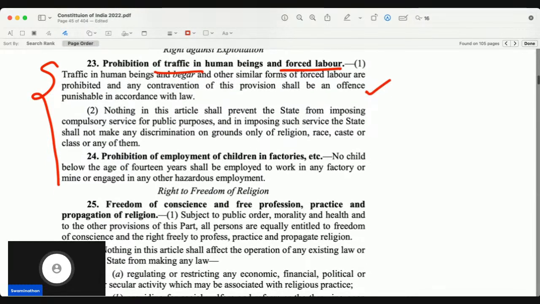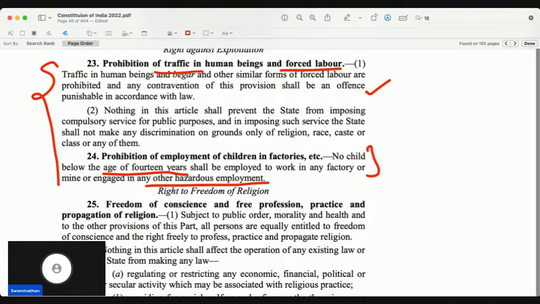Article 24 forbids that any child below the age of 14 years shall be employed to work in any factory or engaged in hazardous employment. So Article 24 is forbidding child labor, and Article 23 is prohibiting trafficking in humans for forced labor. Right. But the bigger law here is the Child and Adolescent Labor Prohibition Act. This act was later amended in 2016.